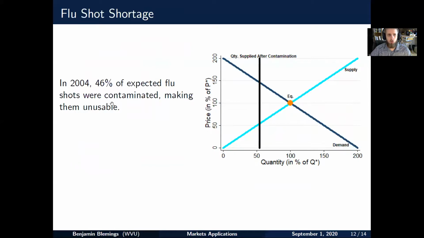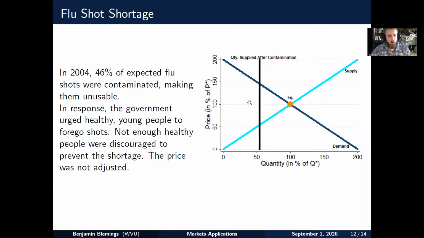Now in 2004, 46% of expected flu shots were contaminated, making them unusable. And so we had this shock, which happened so suddenly that supply and demand weren't able to adjust, and P star wasn't able to adjust to clear the market at a new P star, Q star. And so in response, the government decided to urge young people to forego shots, but not enough people were discouraged to prevent the shortage, due to the price not being adjusted.